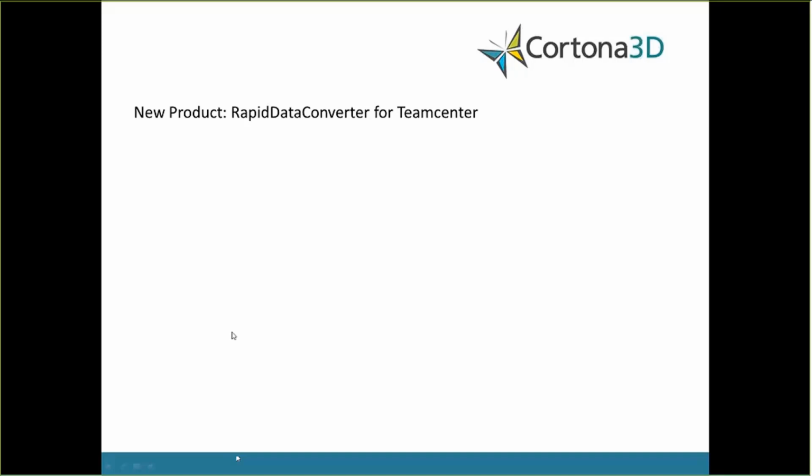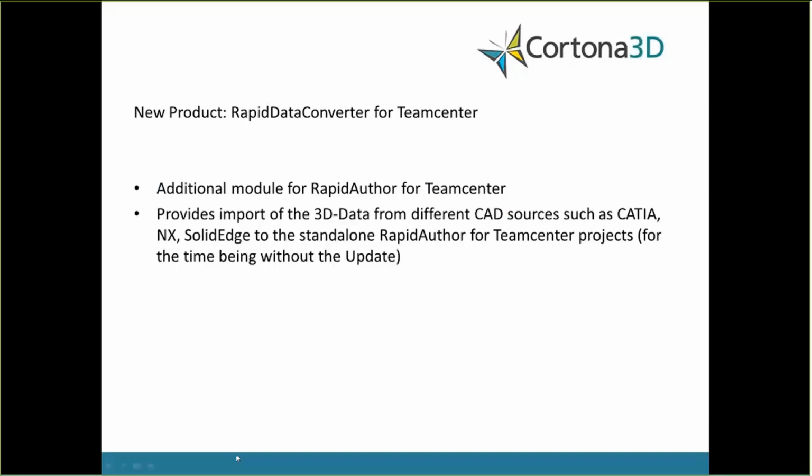Another mention is that a new product was added. It's called Rapid Data Converter for Teamcenter. It will be distributed as an additional module for the RapidAuthor for Teamcenter package. It will be providing additional CAD sources. So for example, using it as a standalone, you will have the ability to import such CAD formats as CATIA, Solid Edge, ProEngineer, and so on.